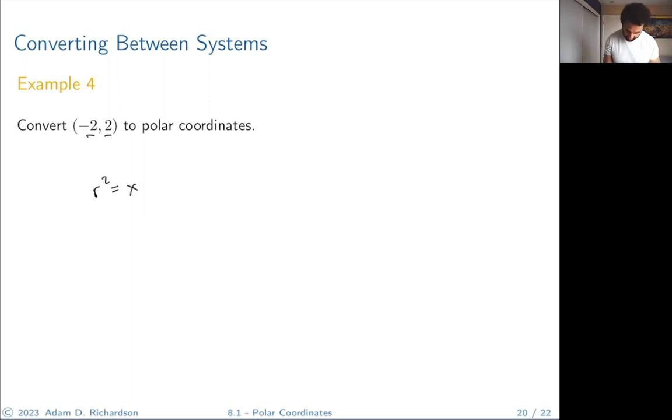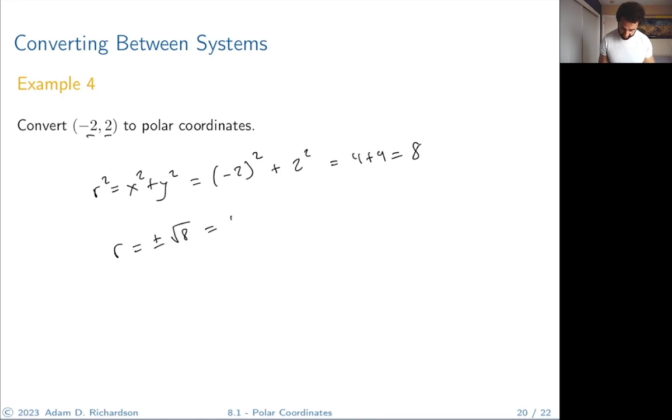So r squared equals x squared plus y squared, which is negative 2 squared plus 2 squared, which is going to be what? 4 plus 4, which is 8. So that means that r is equal to plus or minus the square root of 8, which is plus or minus 2 root 2. And remember, we do need to include the plus minus.